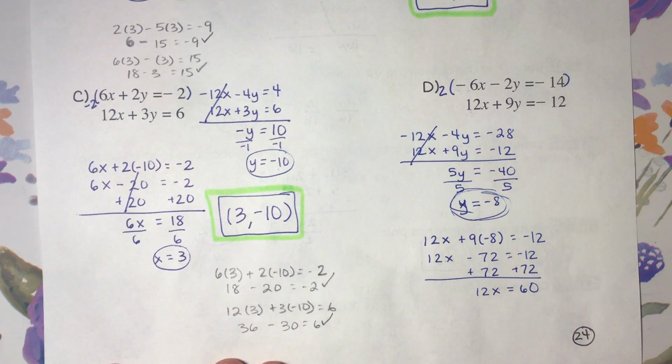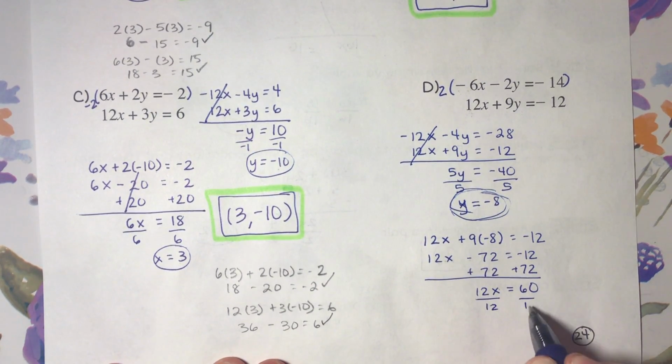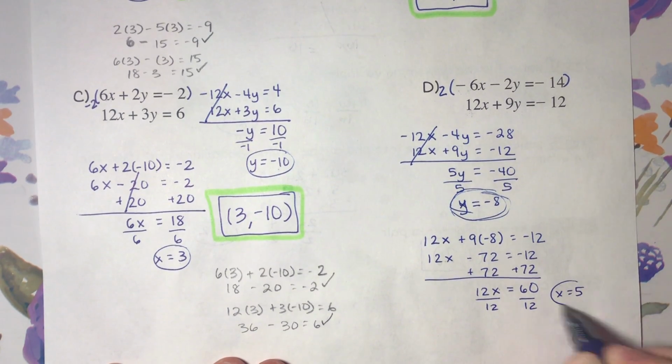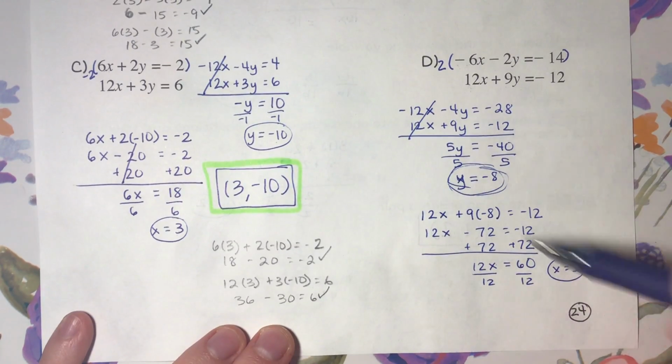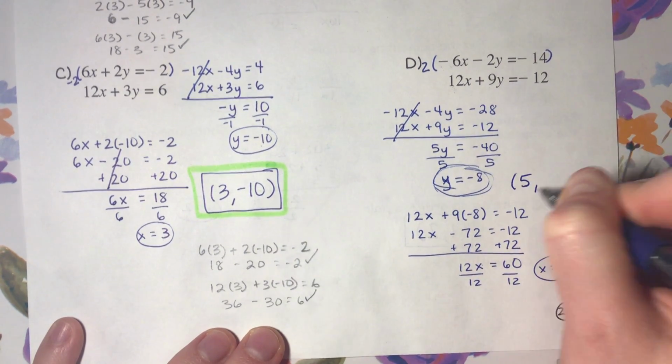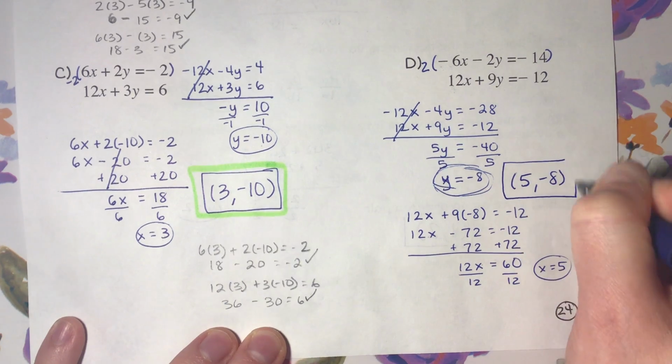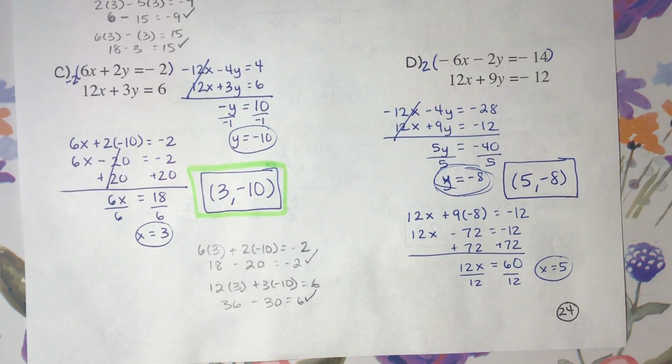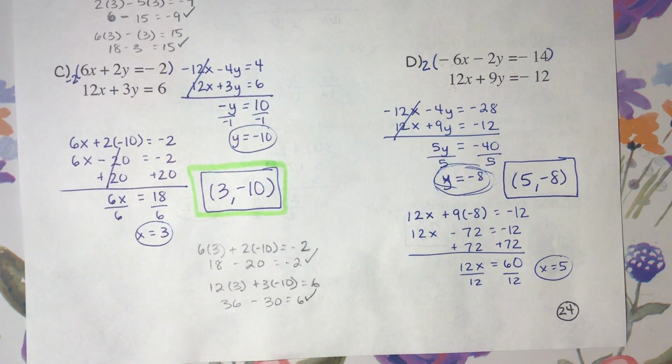To finish isolating this x, I'm going to divide by 12 on both sides and get x is equal to 5. So now my final answer is both of those put together. So I have 5, negative 8. So that is our last example for that style of problem.